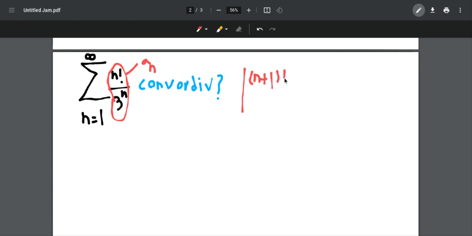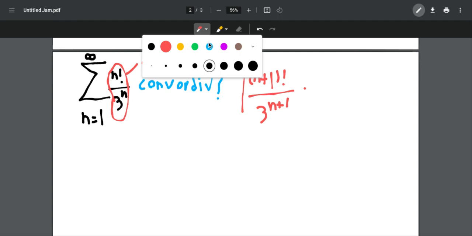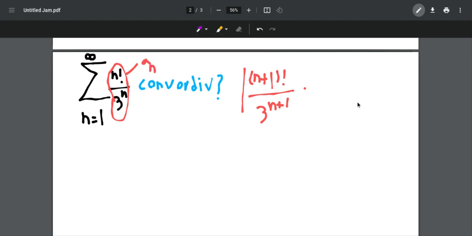n plus 1 factorial all over 3 to the power of n plus 1, and then multiplied by the reciprocal of a sub n, which is just 3 to the power of n over n factorial.